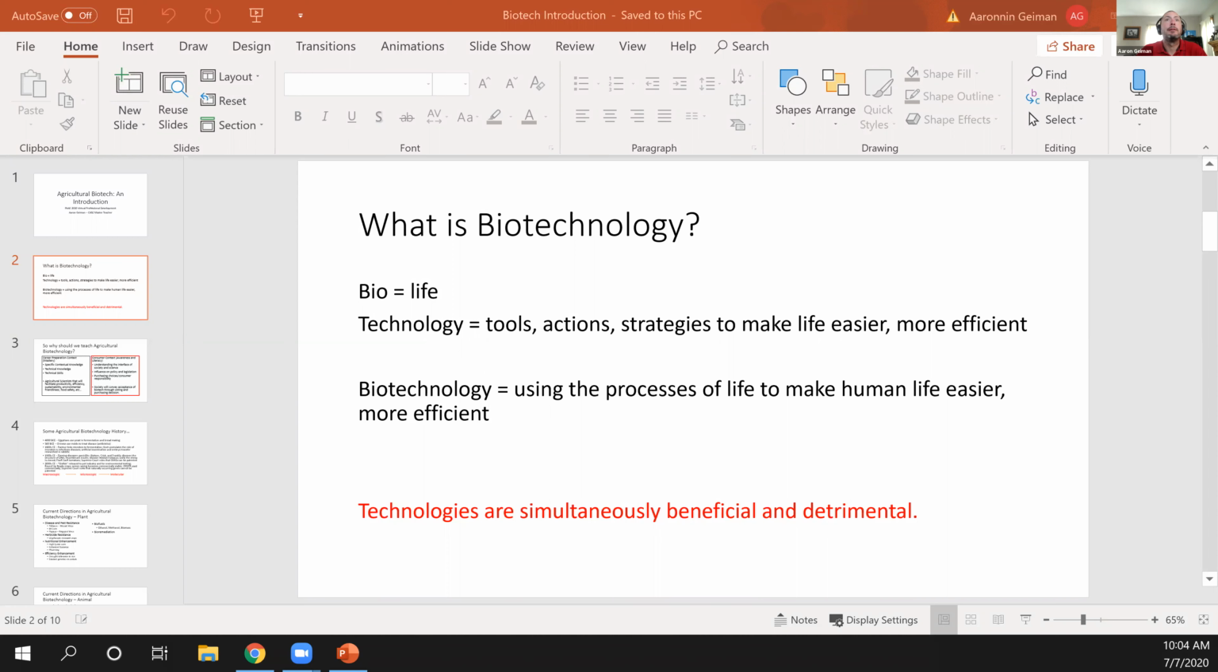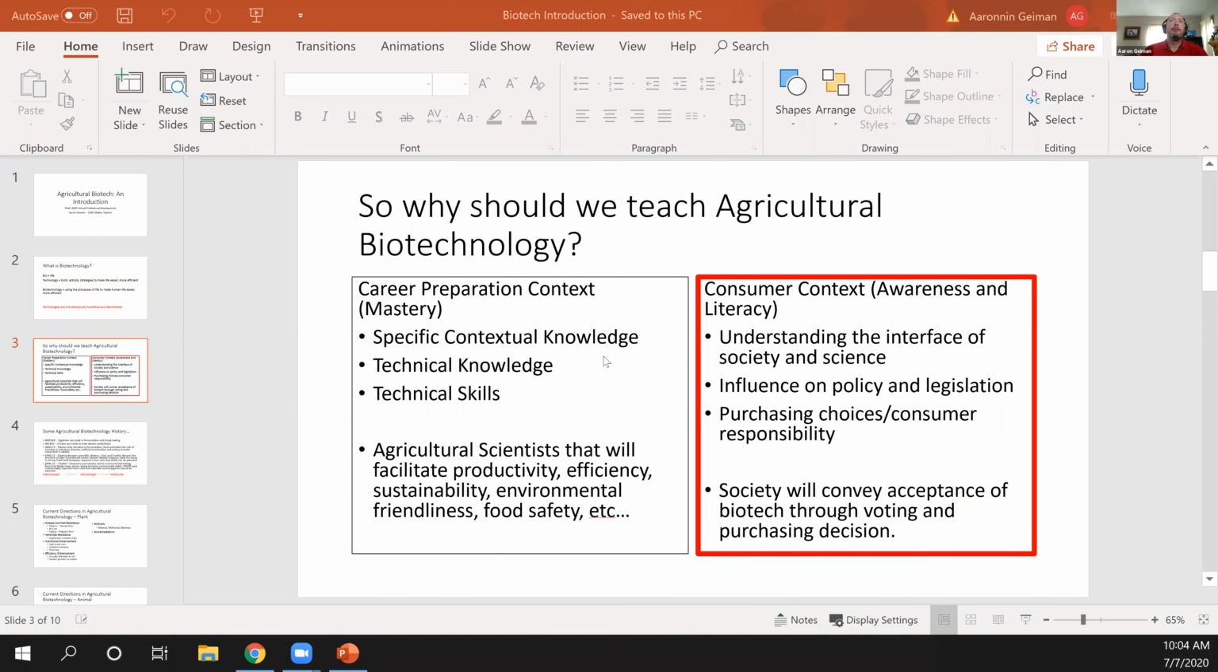All right, moving on. At this session, we're focused on the right-hand box, which I've outlined in red. Our big topics today are going to be understanding biotechnology from a consumer context, awareness and literacy, and then a beginning biotech lesson that I've put together for you. We're really going to focus on the interface of science and society and how that influences people's perception of what is good, what is bad, why they may or may not like biotechnology.